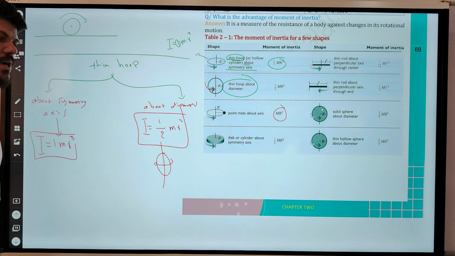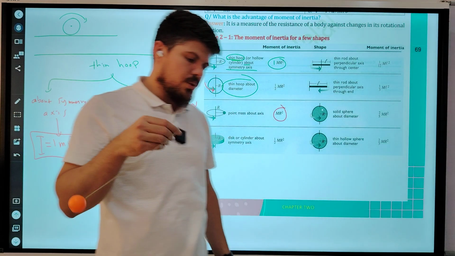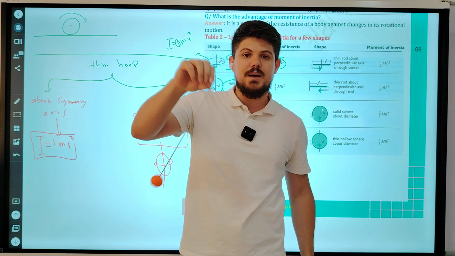The point mass, such as when the object is moving in a circular path. Okay. Now I'm going to show you. Just wait. Okay, I found it. When we say point mass, it means that when the object is moving in a circular path, this object is considered to be a point mass.